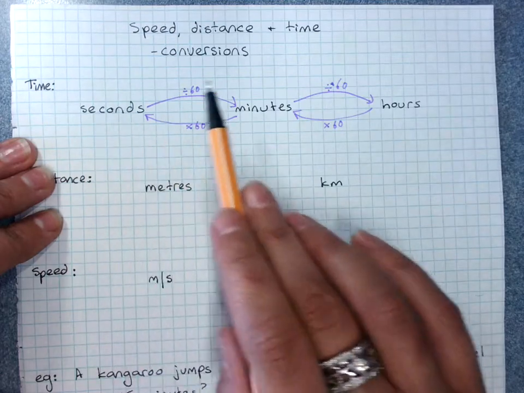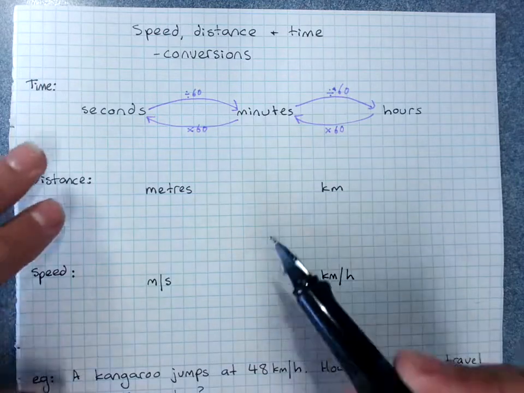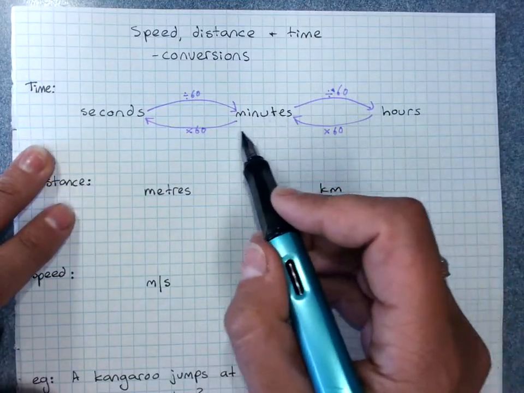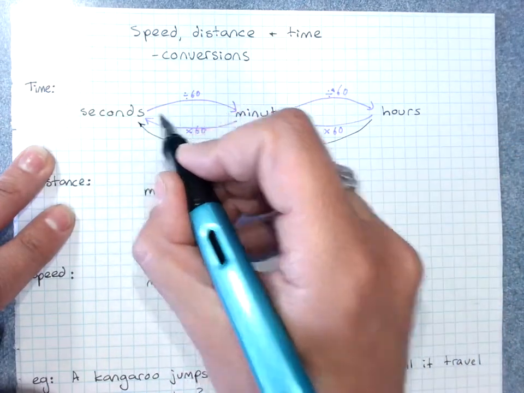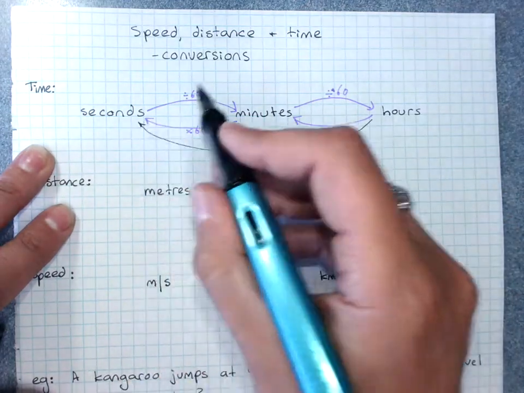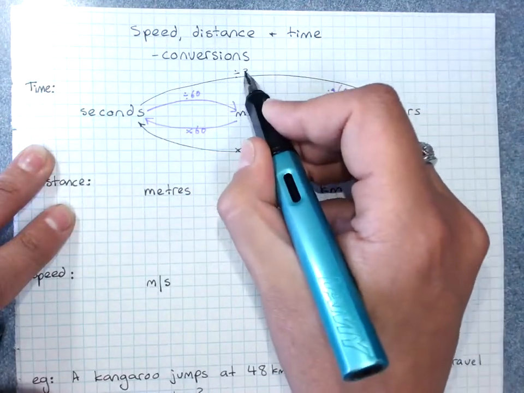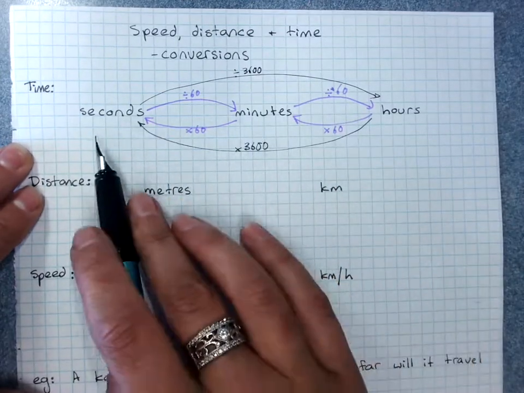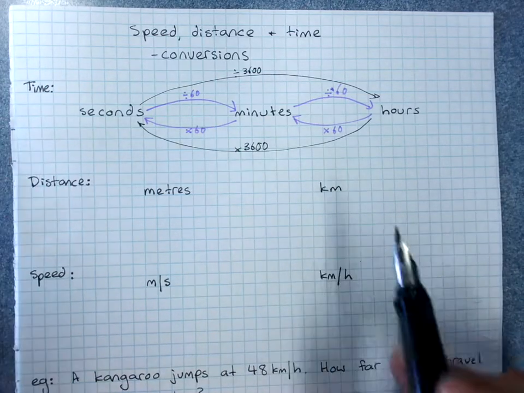If you want to go from seconds all the way to hours, you can do that too. You'd do times by 60 and times by 60 again, and that all works out to times by 3,600. And it's the opposite to go back the other way. Divide by 3,600. So you can convert seconds into minutes or seconds into hours or minutes into hours all the way, any combination you need.